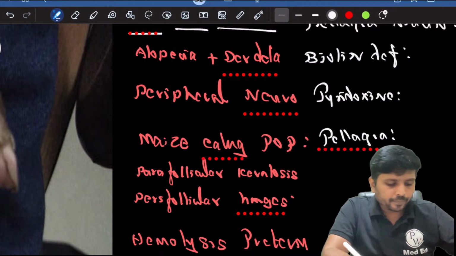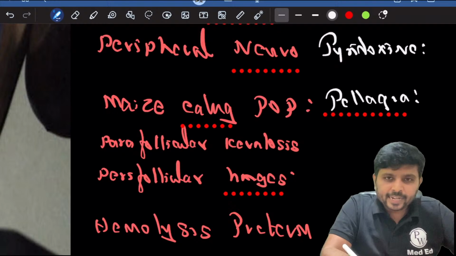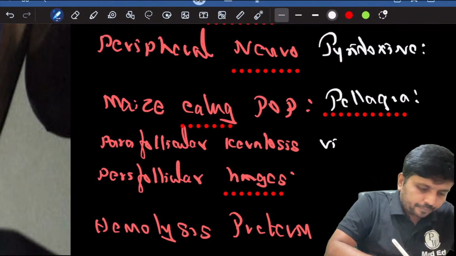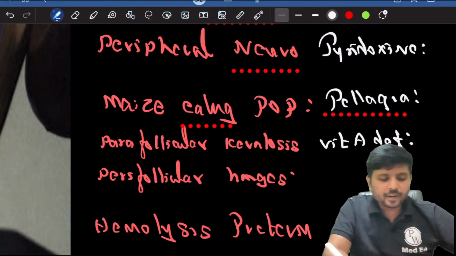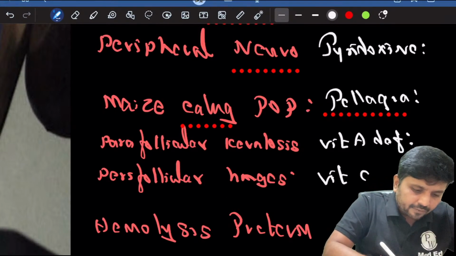Population, pellagra. Parafollicular keratosis, vitamin A deficiency. Perifollicular hemorrhages, vitamin C deficiency.